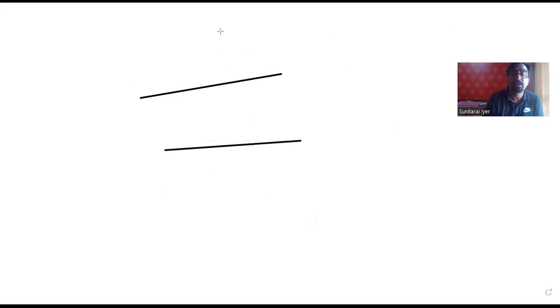These are two coplanar lines cut by a transversal. You can see here these lines are coplanar lines, and the transversal intersects them at two distinct points. Okay, now what do you mean by interior angles?